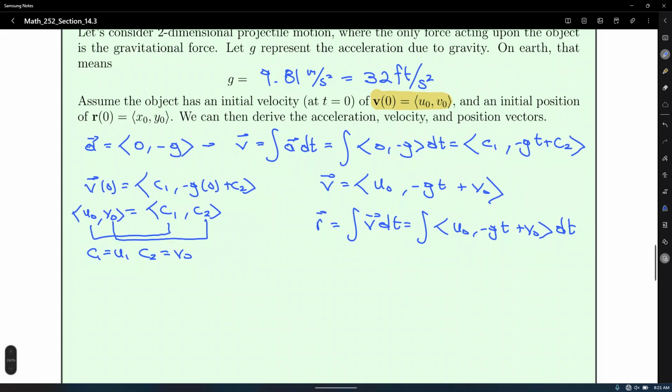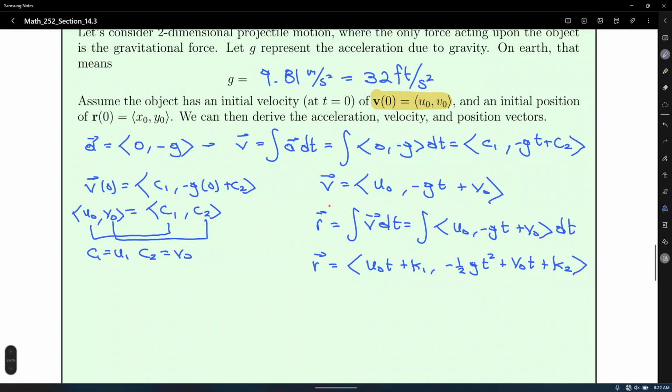So the integral of u0 dt is going to give us u0 t, plus, okay, in this case we already used the letters c1, c2 to go between the acceleration and the velocity. Let's use a different letter. Let's use k1. And then the integral of negative gt is negative 1/2 g t squared, plus v0 t plus k2. I know what you might be thinking here. So should we do the absorption process of multiplying the 1/2 with the constant?